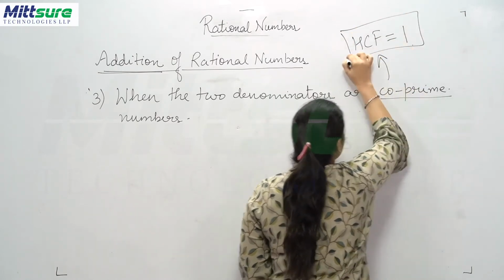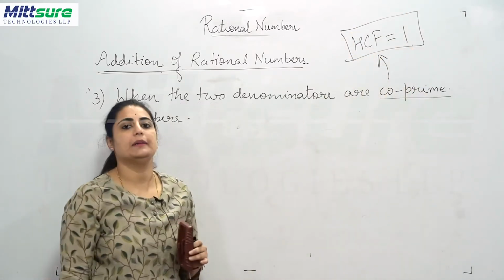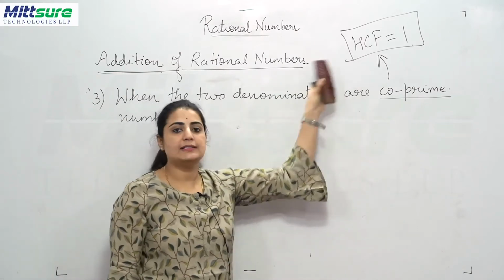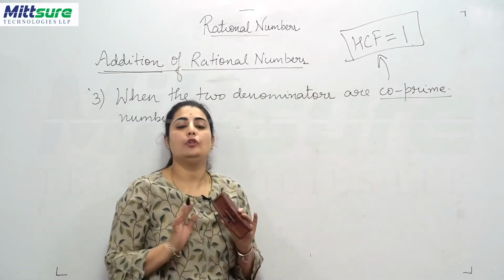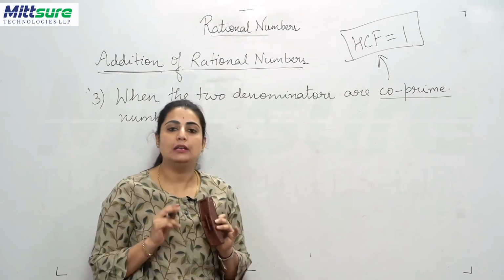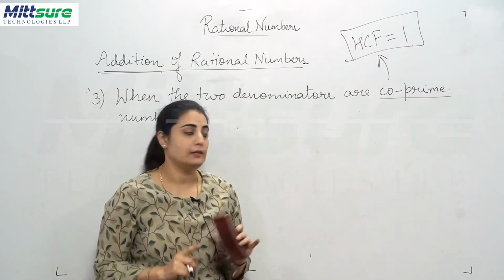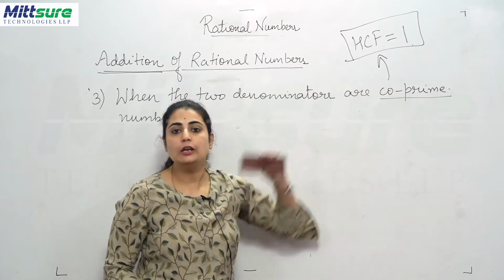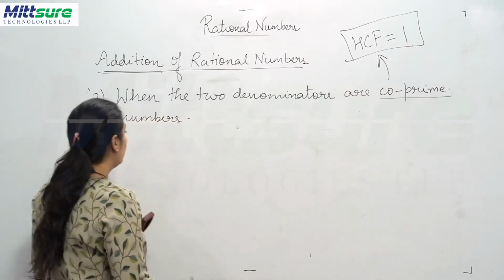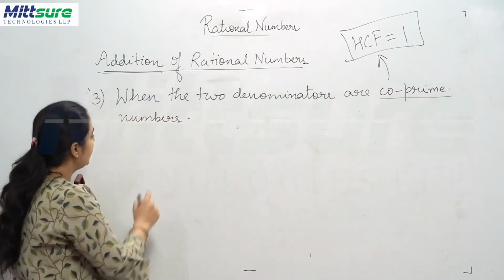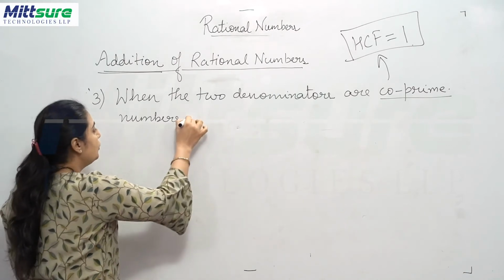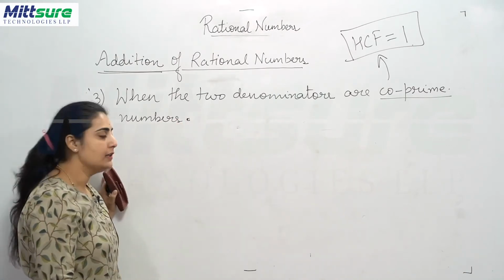When you find out the HCF of two co-prime numbers, it always comes as 1. They have no other common factor between the two other than 1. This means we are talking of the co-prime numbers. Now, in this case, let's take the direct numeral representation of the same.